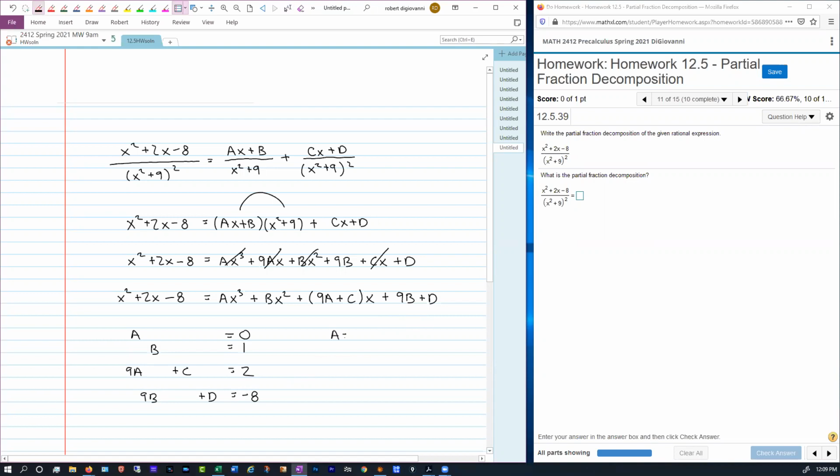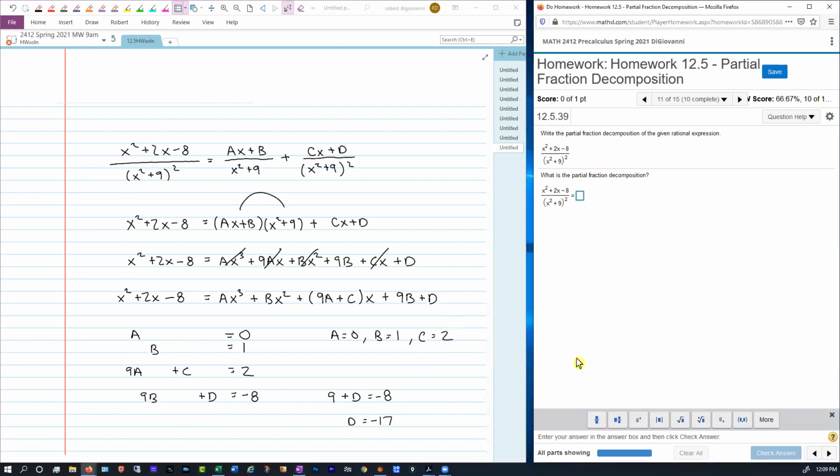All right, we know what a is. A is 0, nice. The second one tells us b is 1. And if a is 0, this third equation tells us that c is 2. I don't know why I wrote 0, 2. And if I know that b is 1, then using the last equation, if I replace that b with 1, we get 9 plus d equals -8. And subtract 9 on both sides, d is -17. So we know what a, b, c, and d are.